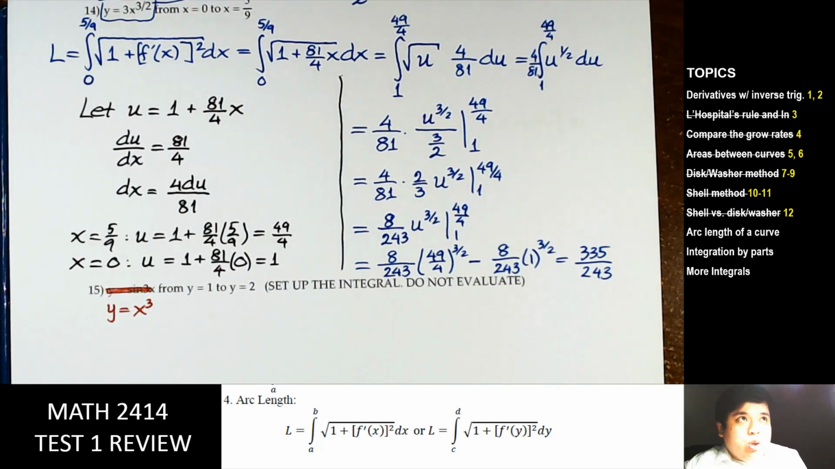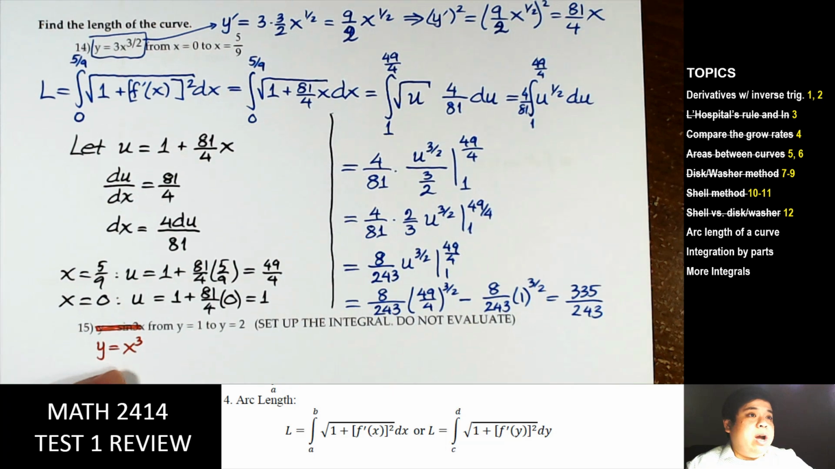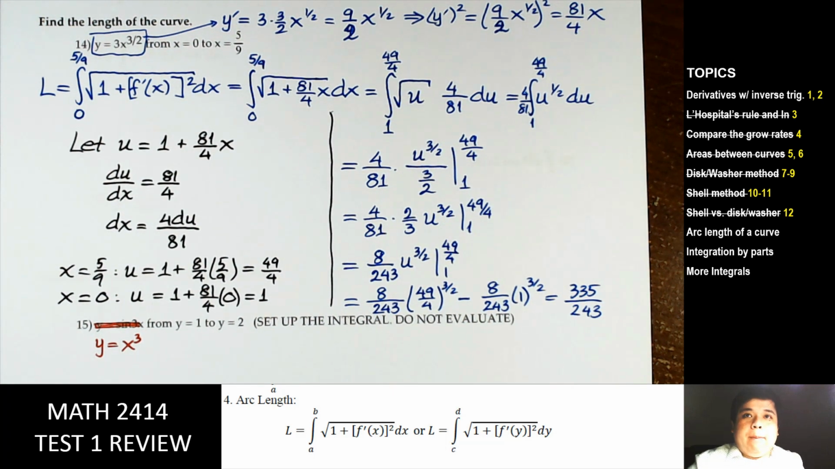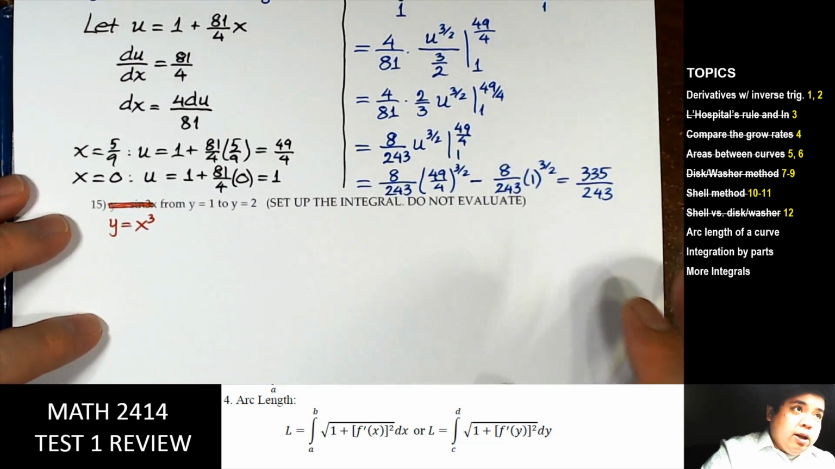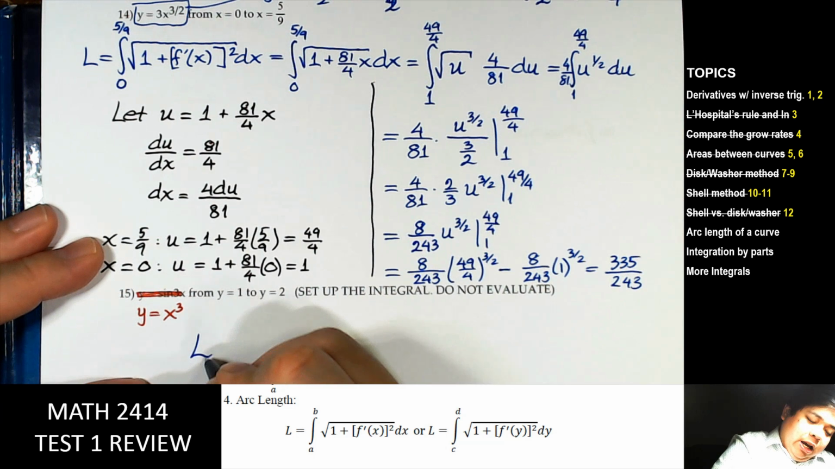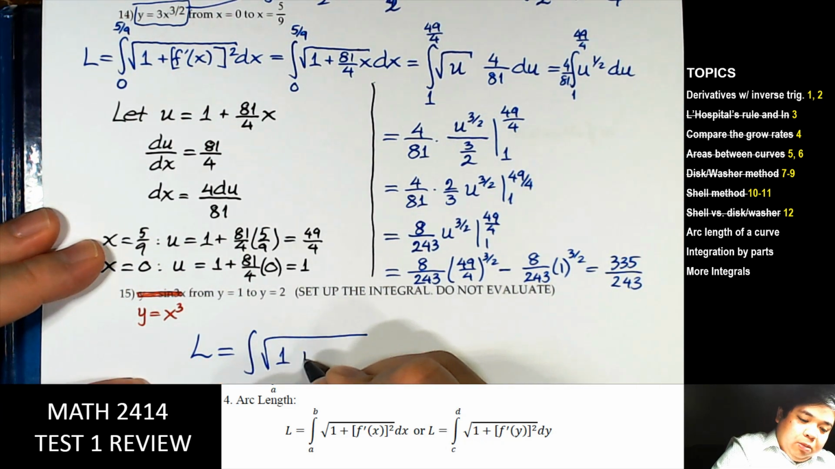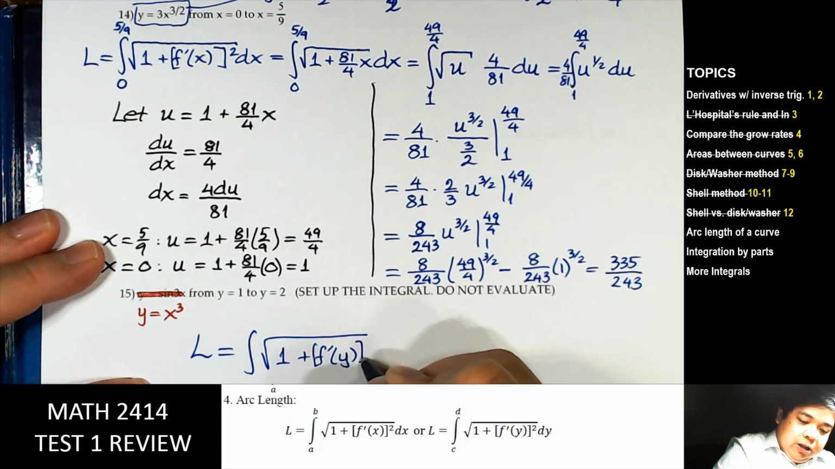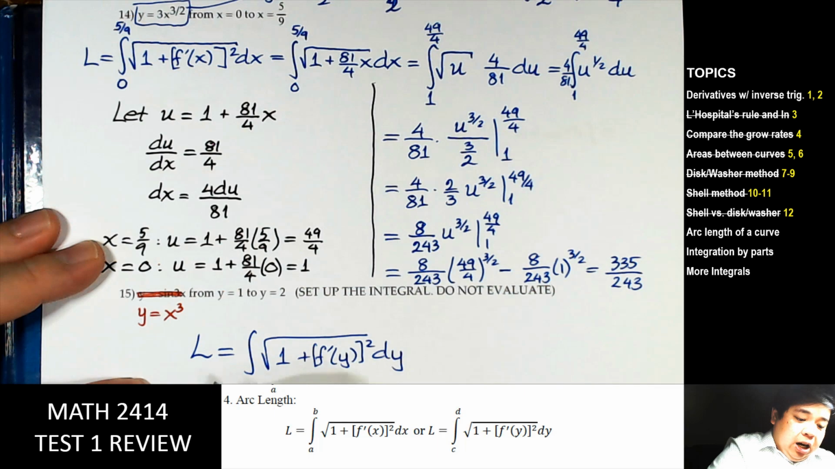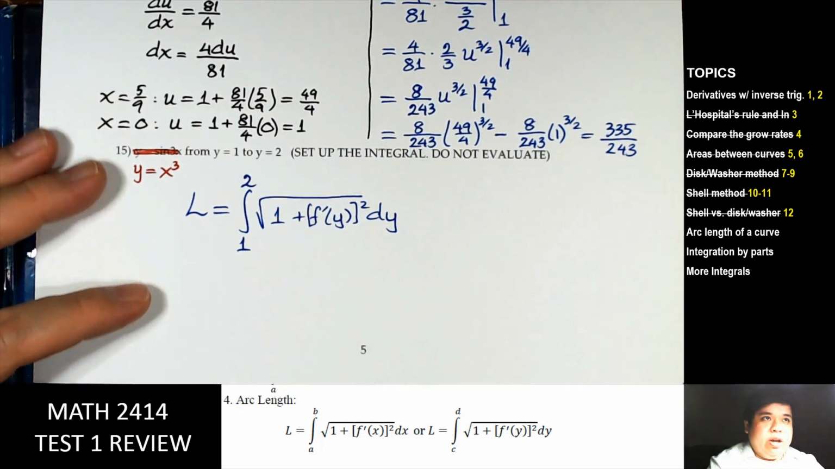Alright, next we just need to set up the problem. We do not need to evaluate. By the way, we have to change it to x cubed. Right. So this is going to be in terms of y. L equals the integral of the square root of 1 plus the derivative with respect to y squared, dy. The limits for y go from 1 to 2. So that's what we have.